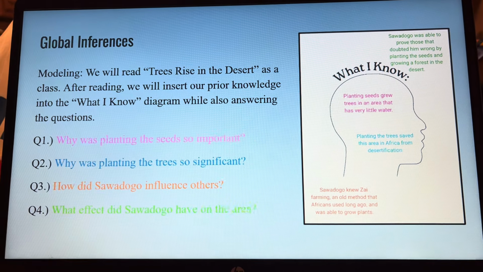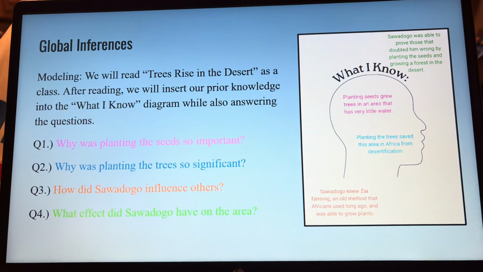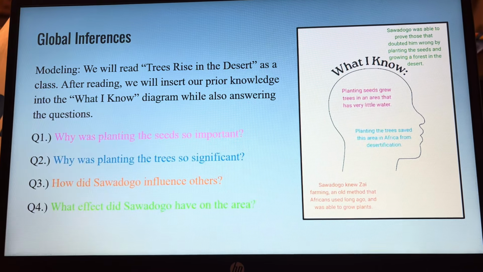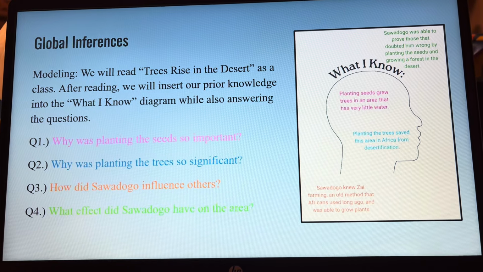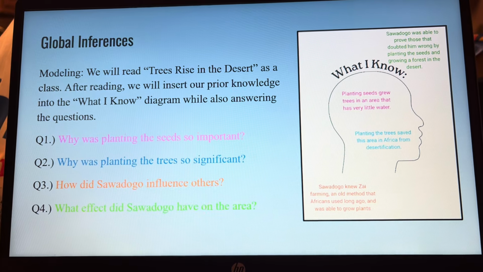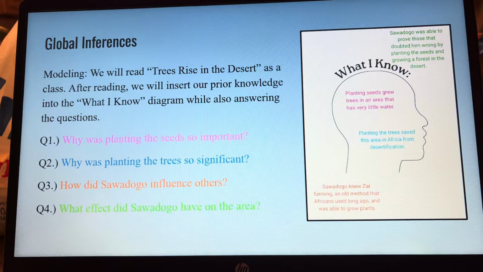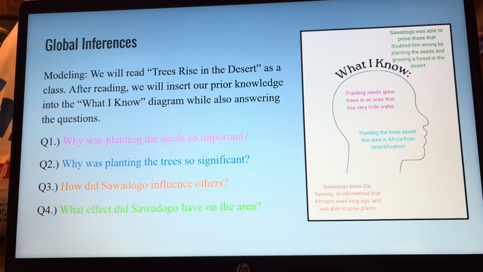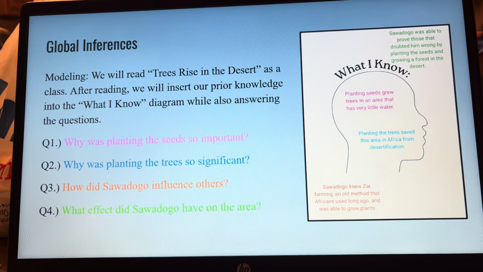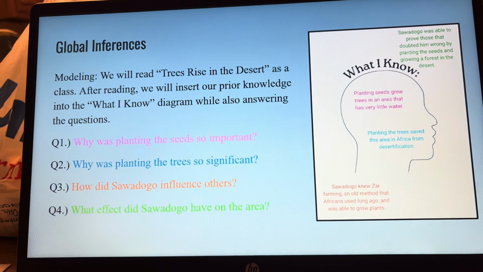Global inferences: we will read Trees Rise in the Desert, and as a class, after reading, we will insert prior knowledge into the what I know diagram while also answering the questions. Why was planting the seeds so important? Planting seeds grew trees in that area that has very little water. Why was planting the trees so significant? Planting the trees saved this area in Africa from becoming an absolute desert.